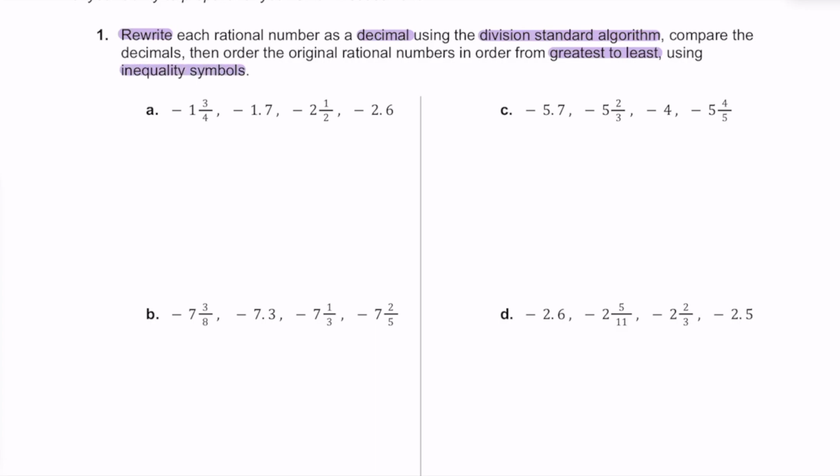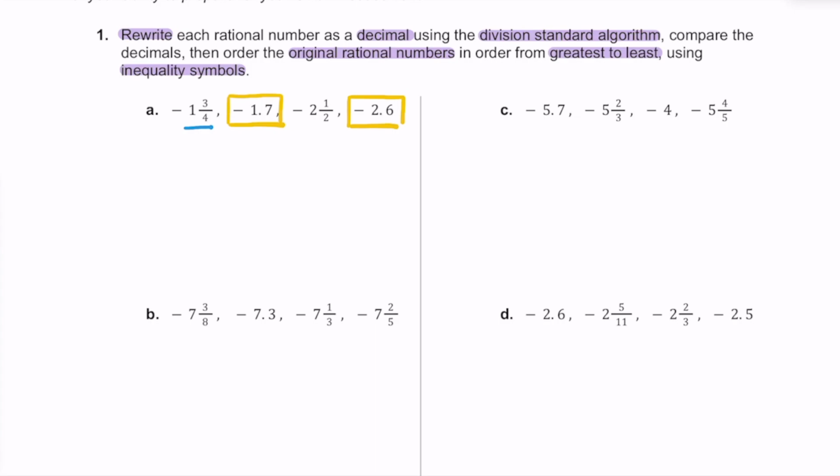Now remember, when we are ordering these from greatest to least, we're ordering the original rational numbers, not all the decimals that we find. So we're going to make sure we use the original values. For A, this negative 1.7 is already a decimal, so I'm going to leave that one alone. And this negative 2.6 is also already a decimal, so we don't have to do anything with those. As for this negative 1 3/4, that's a mixed number, so let's turn it into a decimal.